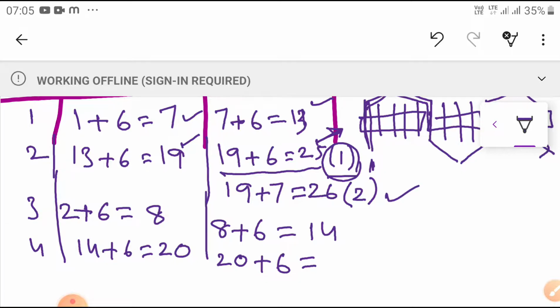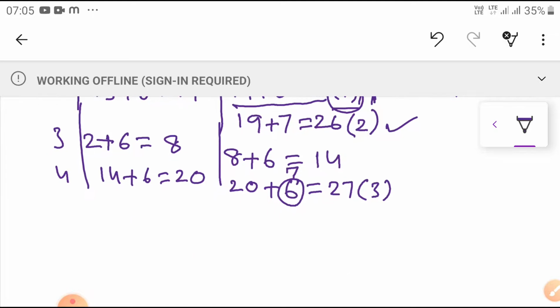What to do? So we have to add one more. Instead of 6, you have to add the 7 here. Okay. So then what will happen? We are going to get 27. The 27 is nothing but the third conductor. Okay. So you are going to start here. So every 2 steps you are going to do this here.